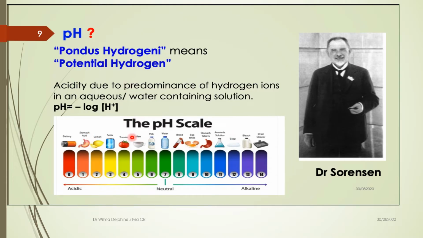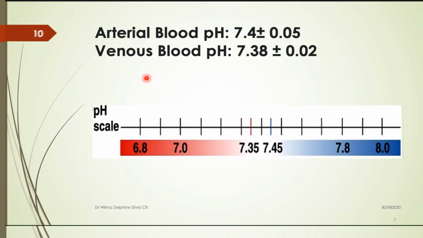Here we can see the pH scale ranging from 0 to 14, and 7 is the neutral pH. At pH 7.4, the hydrogen ion concentration is 40 nanomoles per liter. The normal arterial blood pH is 7.4 plus or minus 0.05. The normal venous blood pH is lesser than the arterial blood pH. So the venous blood pH range is 7.38 plus or minus 0.02, which is lesser than the arterial blood pH. So the normal arterial blood pH ranges from 7.35 to 7.45.